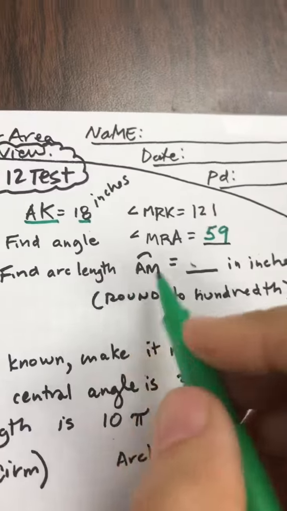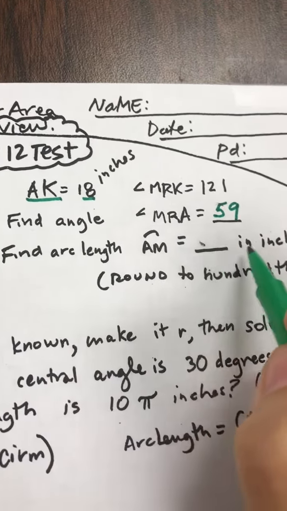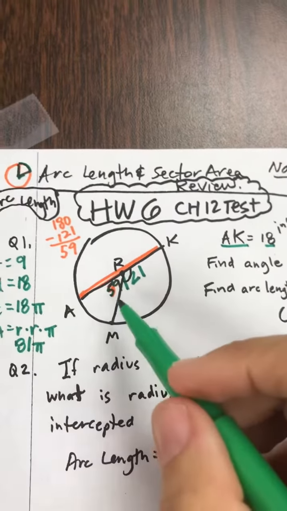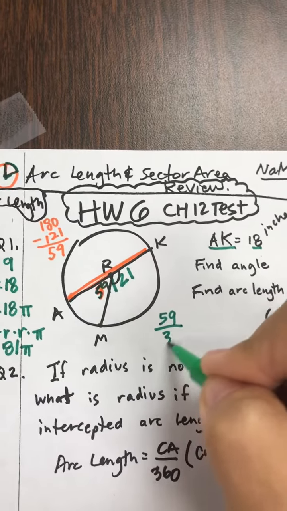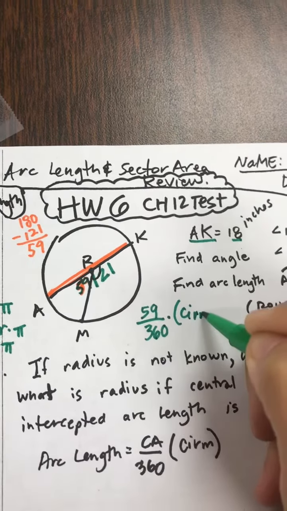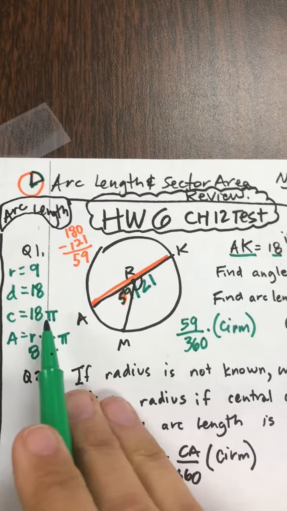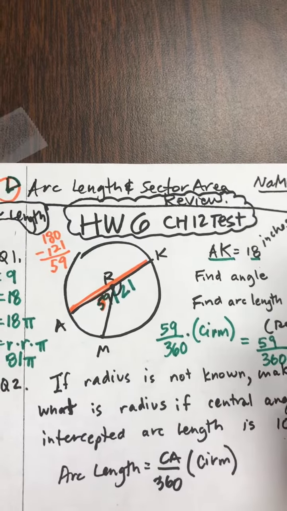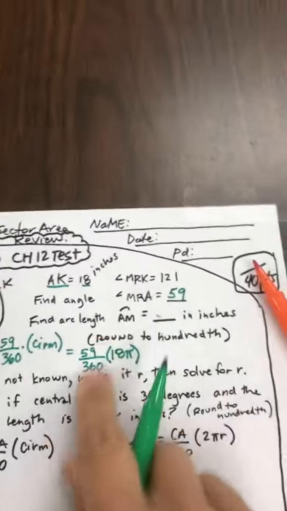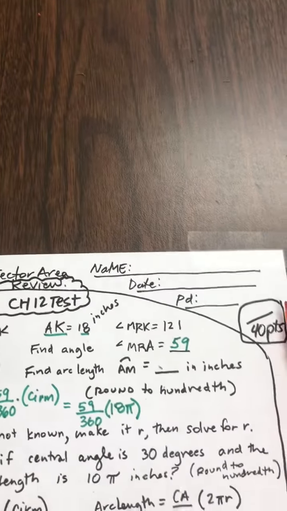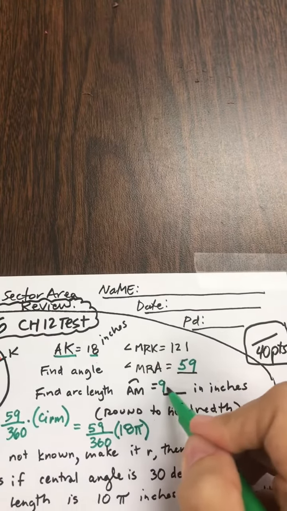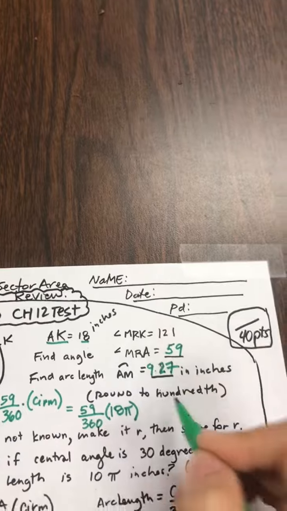And so we could find the arc length and just say arc AM is 59 degrees, but they want it in inches. So this is 59 degrees of our circumference. And we only want 59 out of the whole 360 of our circumference. Well, lucky for us, we already know our circumference. So we need to know 59 out of 360 times the circumference. That's the portion of the circumference we want. Okay, so I get 9.27, rounded to the hundredth.